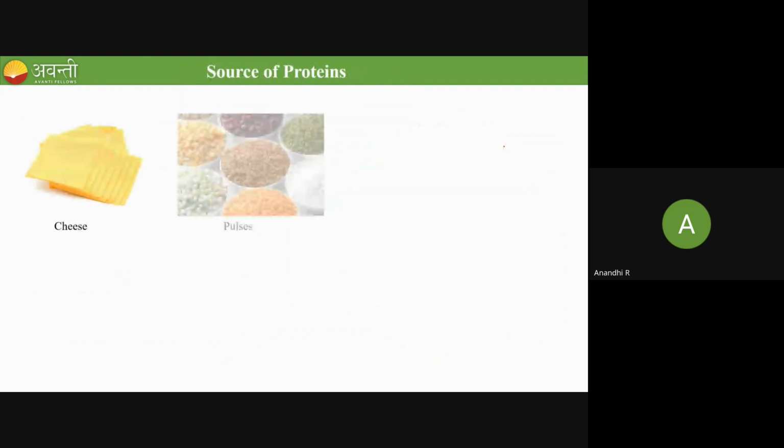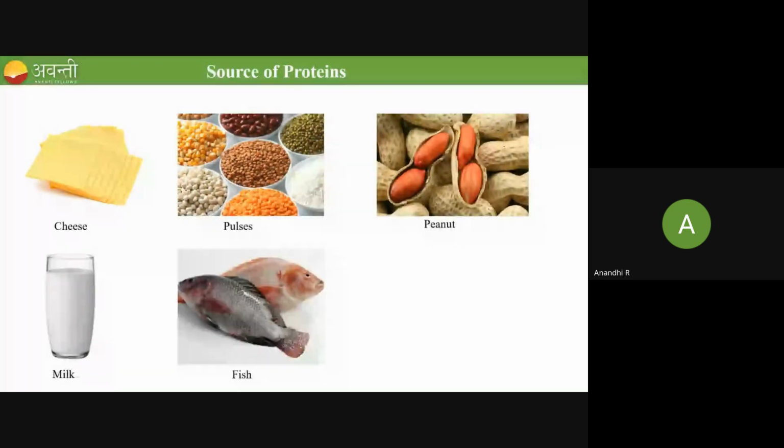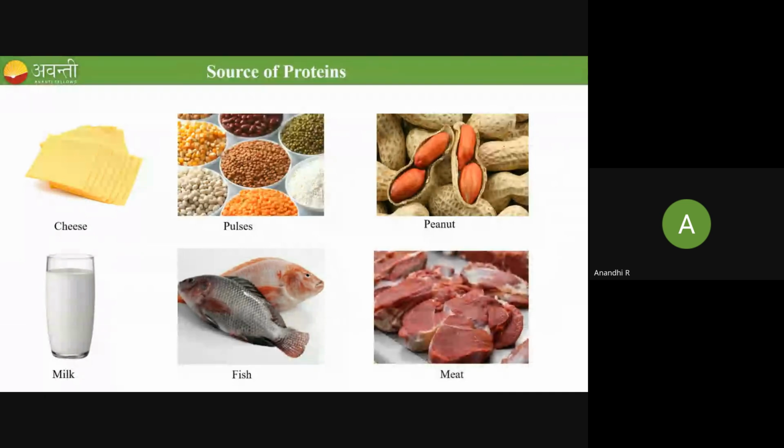The sources of protein are cheese, pulses, peanut, milk, fish, and meat. All these you would have known already, right? All these are the sources of proteins, which you have to take in the daily diet. Got it? And all proteins are polymers of amino acids. Which amino acids? Alpha amino acids.